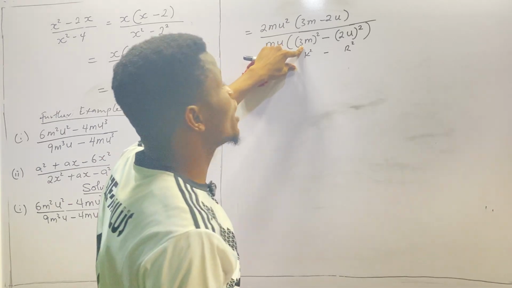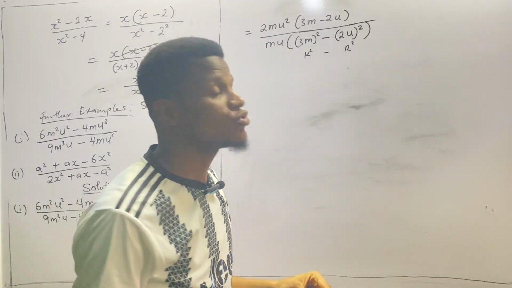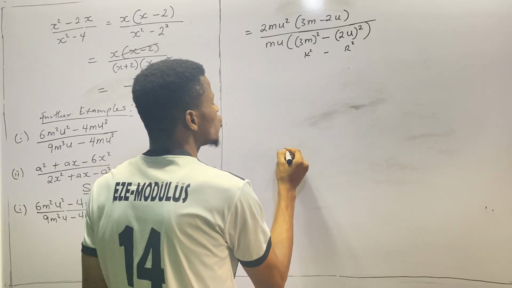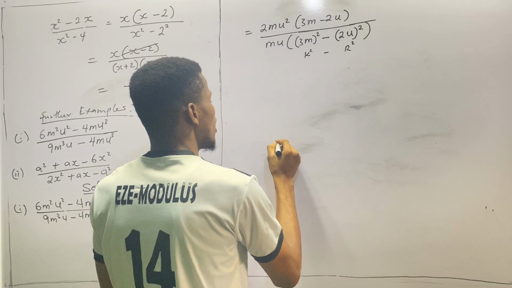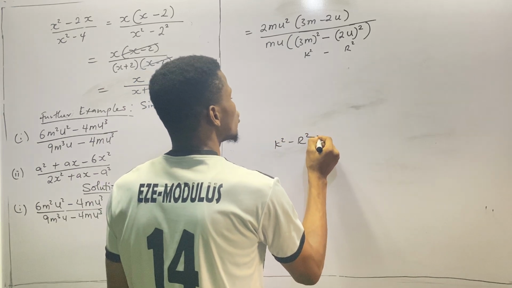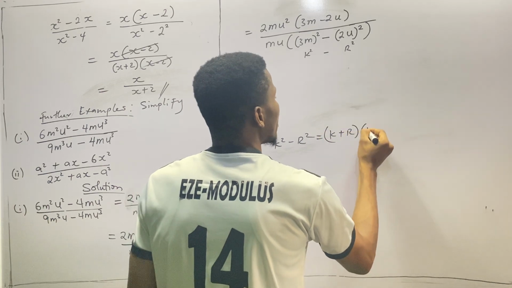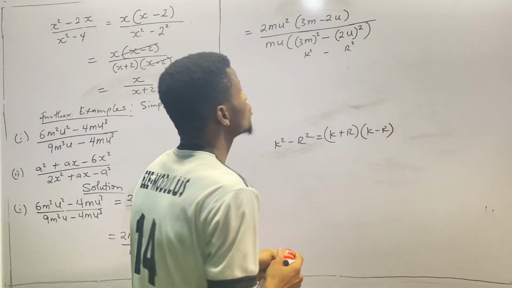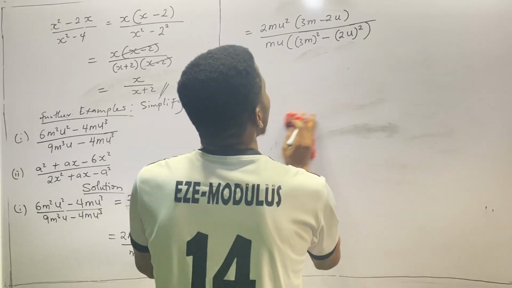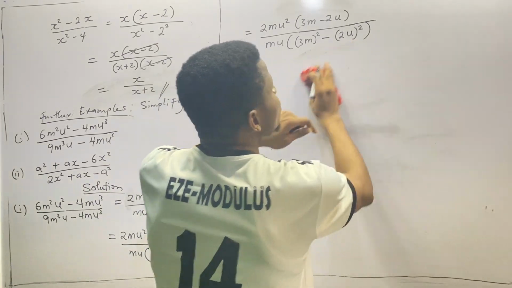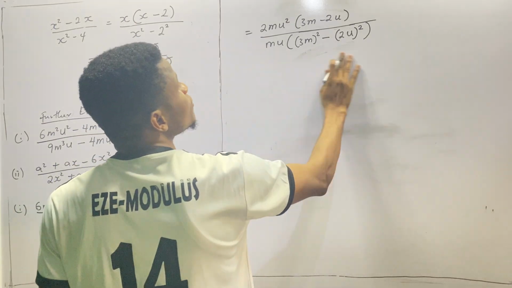Of course, I've already told you any difference of two squares will be the sum of the two terms multiplied by the difference of the two terms. So if we have k square minus r square, of course, it's going to be k plus r multiplied by k minus r. So here we are going to assume 3m to be k, and 2u to be r.